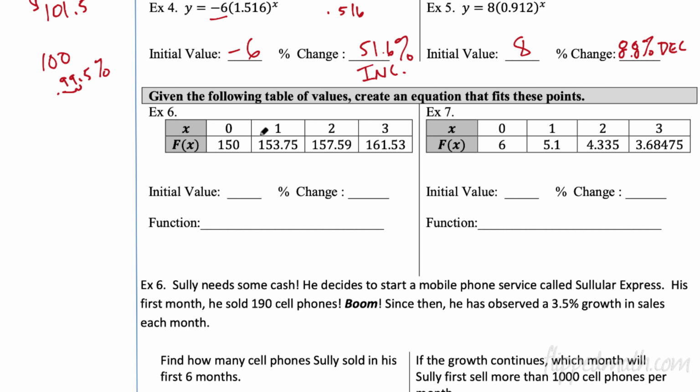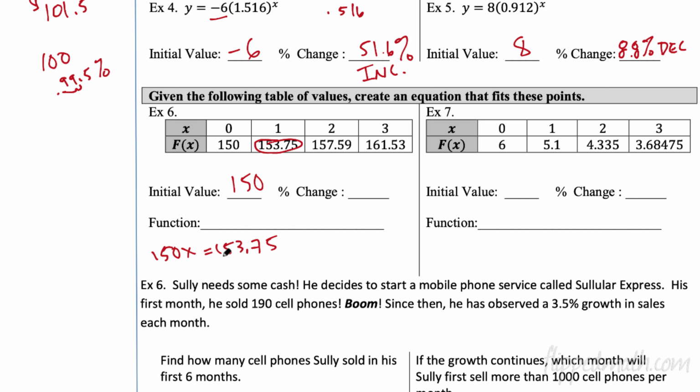Tables are easy. The 0 tells you where the initial value is. So at 0, it's at 150. So I know we have to start at 150. The percent change, we kind of have to figure that out. We get to this number here. So what did we multiply by to get to that number? So 150, I'm going to do a little equation here. 150 times something equals 153.75.